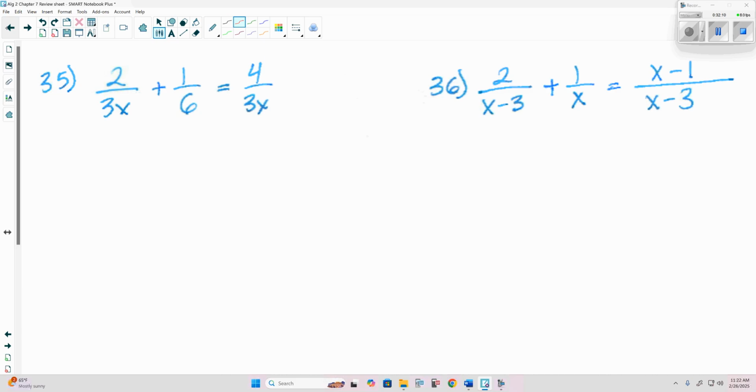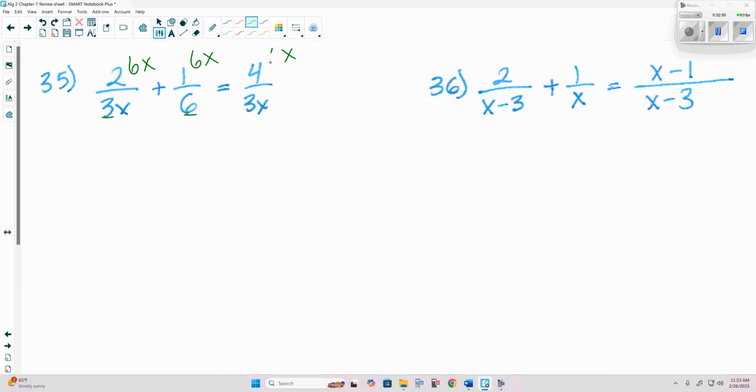So if we look at 35, each of the denominators are simplified as it gets. 3x and 6, there's nothing we can do that get it simpler than that. So we do know for sure I'm going to have to multiply everything by an x. But now the question is the 3 and 6. Because I could multiply everything through by the 6 and the 3. But what's the first number that I can turn both 3 and 6 into?